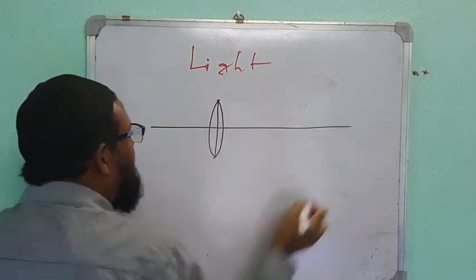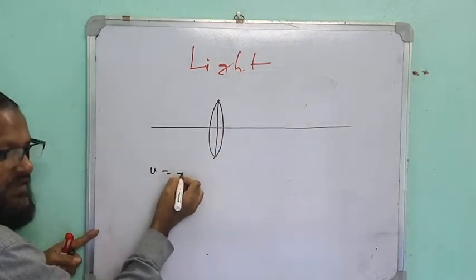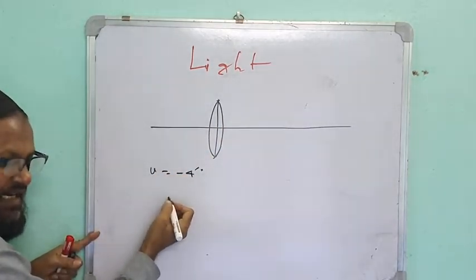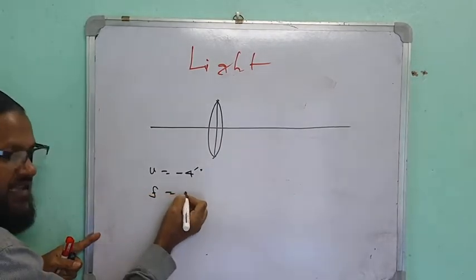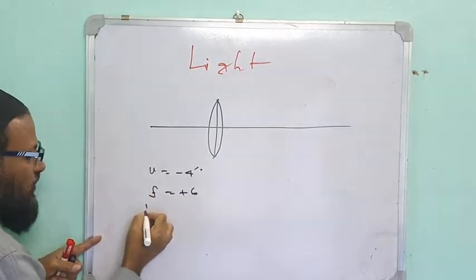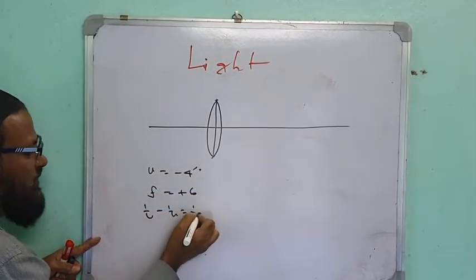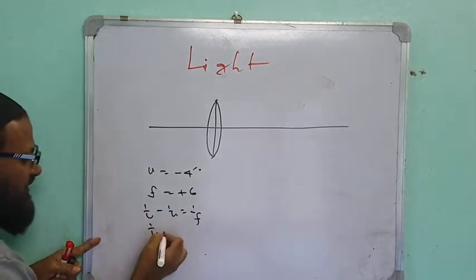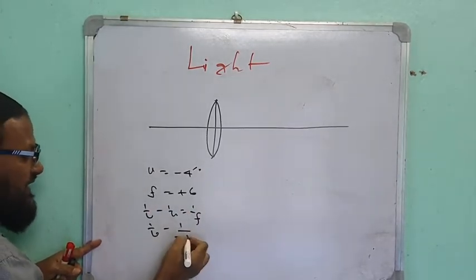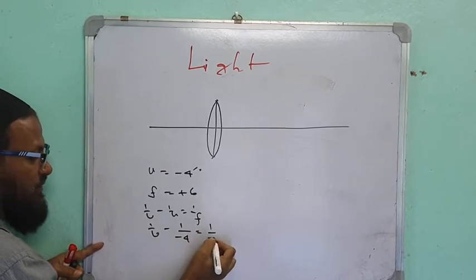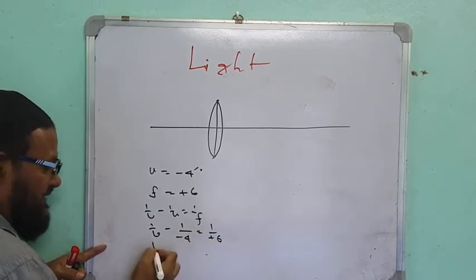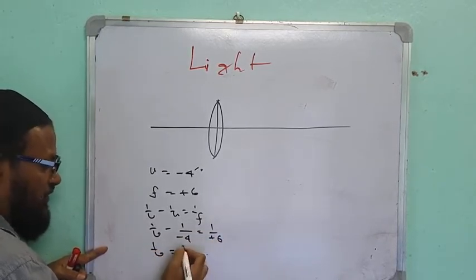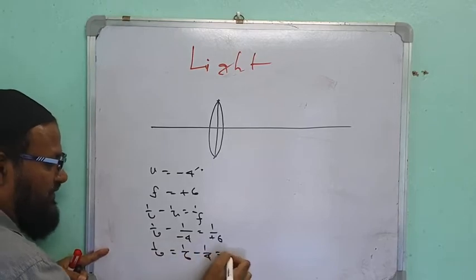In this case, please see here. Here, U, how much? This is 4 inch, third part. What is F? Third part, plus 6. 1 by V minus 1 by U equals 1 by F. 1 by V minus 1 by U. What is this? Minus 4. What is this? Plus 6. 1 by V equals 1 by 6 minus 1 by 4.